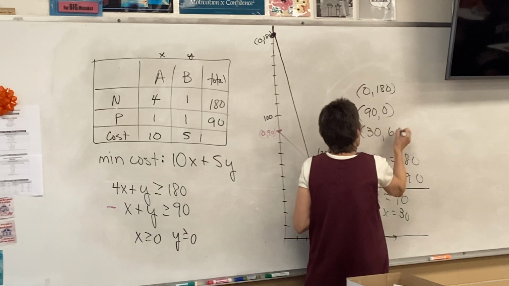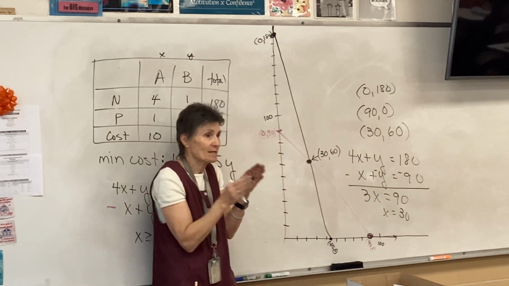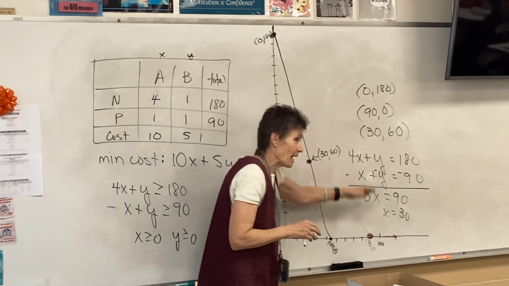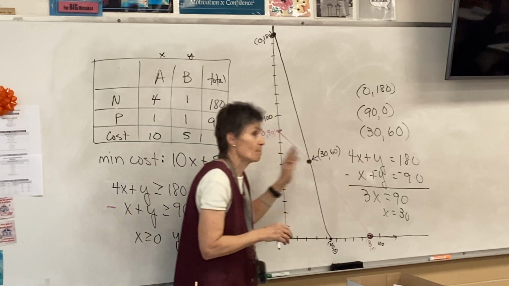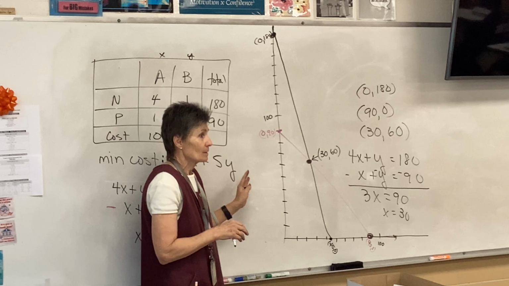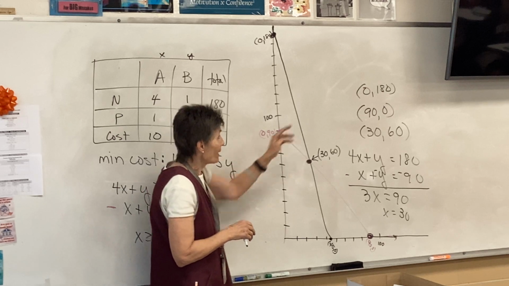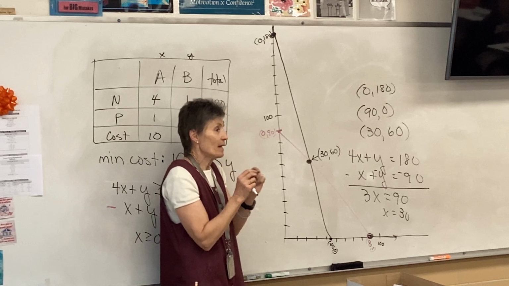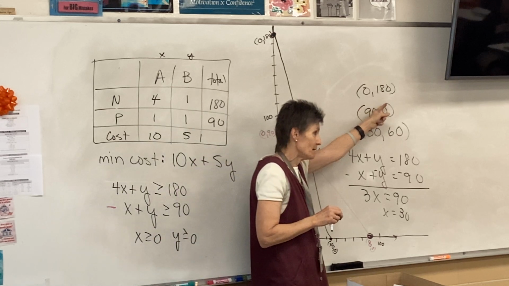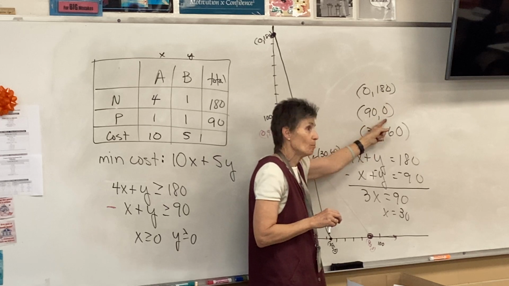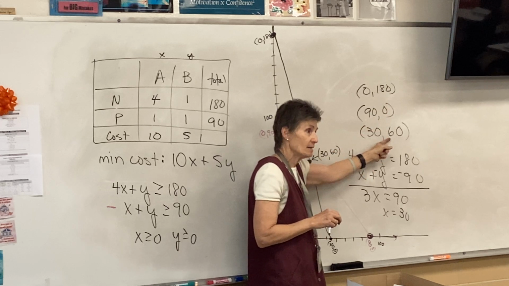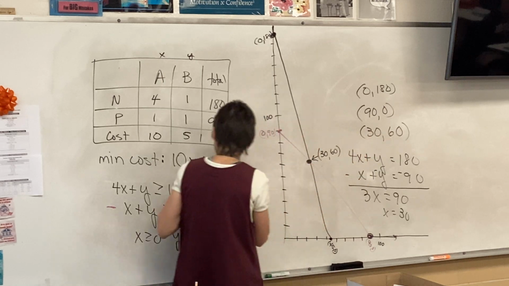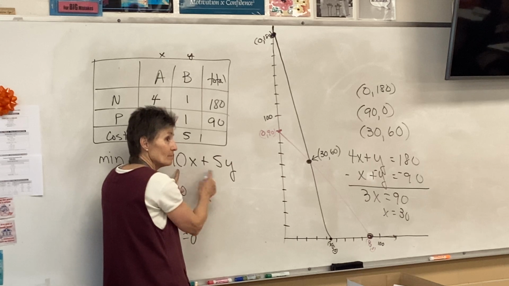If you are 100% sure, because your graph is so good, then you don't need to do that. I'm going to have to do that every time, because my graph is never going to be good. So now I have those 3 points. What does that mean? That means I'm either going to buy no A's and 180 B's, 90 A's and no B's, or 30 A's and 60 B's. And the lowest value wins, because I know this is what I'm paying.